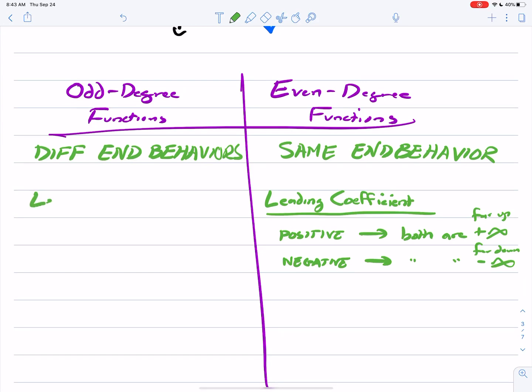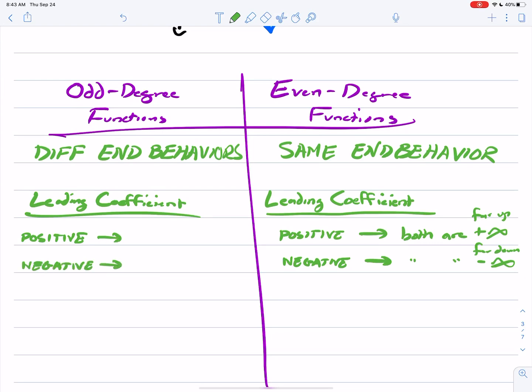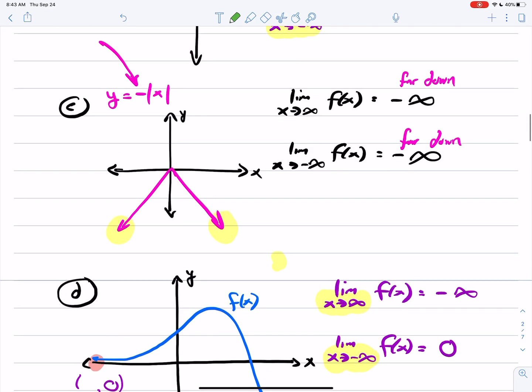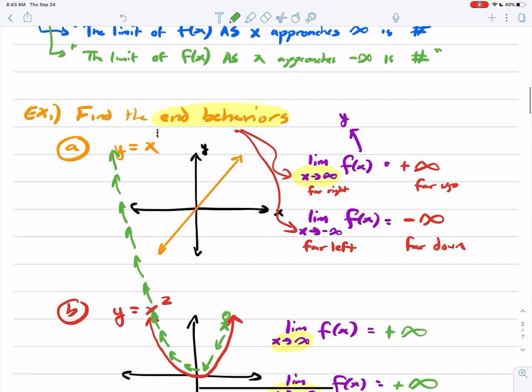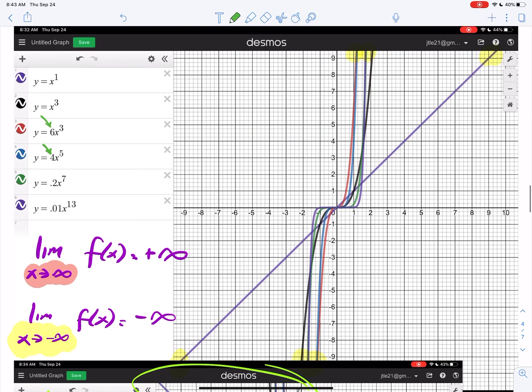So let's examine odd degree functions, and then we're all done for the day. So leading coefficient. What happens when the leading coefficient is positive? And what happens when the leading coefficient is negative? Okay. So when the leading coefficient was positive, actually I'll use a picture for you guys.